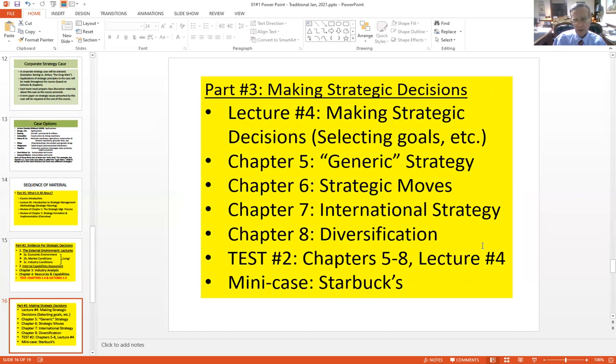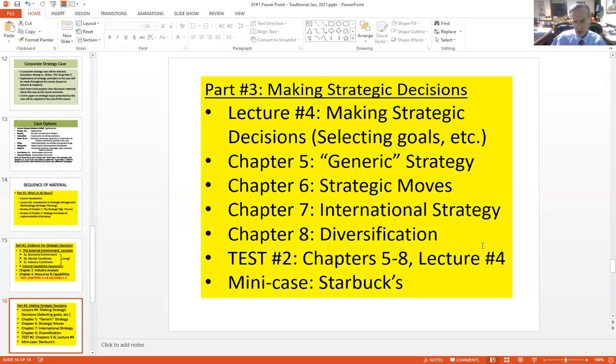Part 3 then is about making strategic decisions, and there's a lecture on that. It's not as long as the others, but it's about selecting goals, strategic objectives, forming strategy, and so forth. Chapters 5, 6, 7, and 8 are all about different types of strategy. And I won't bore you with it now, but you can sort of see it. Generic refers to the notion that all companies, all firms can use these strategies. They're general in nature. And then 6, 7, and 8 get into the particulars.